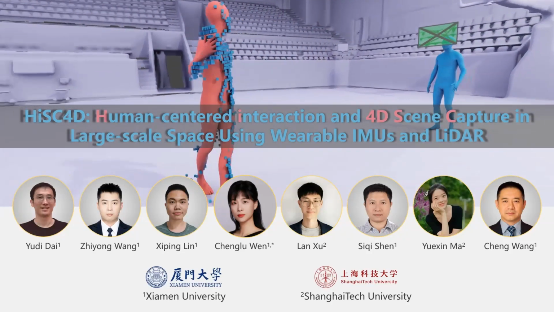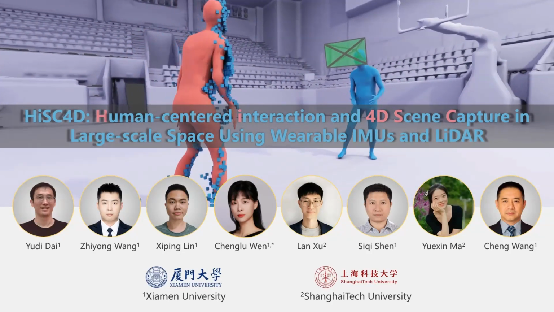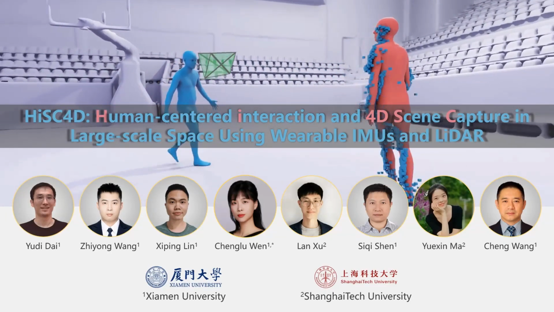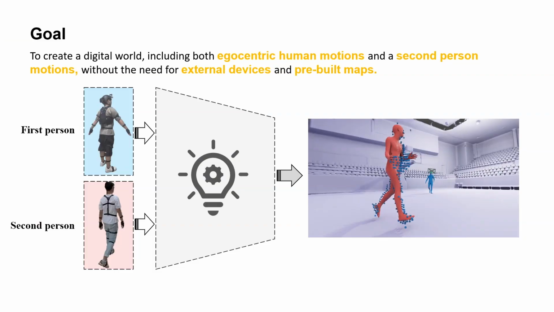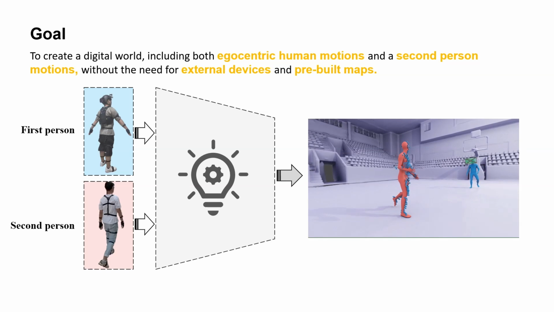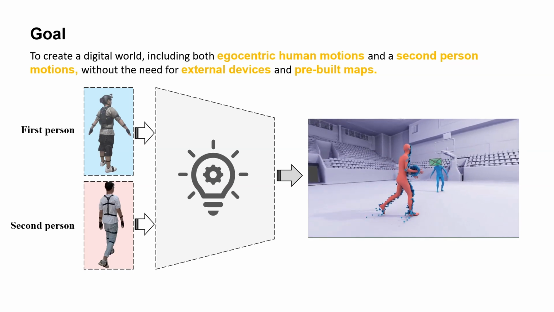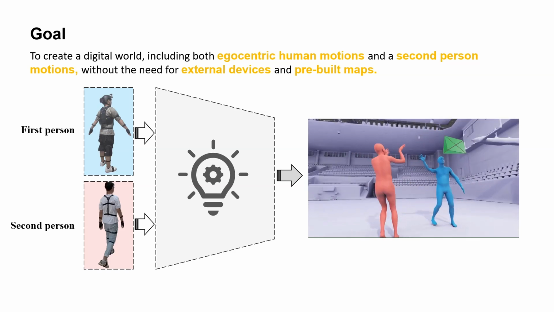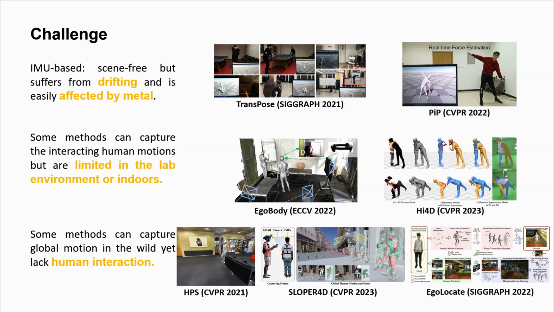We present a method, HiSC 4D, human-centered interaction and 4D scene capture in large-scale space using wearable IMUs and LiDAR. Our goal is to create a digital world containing interacting human motions, large-scale scenes, and rich human scene interactions, without the need for external devices and pre-built maps.